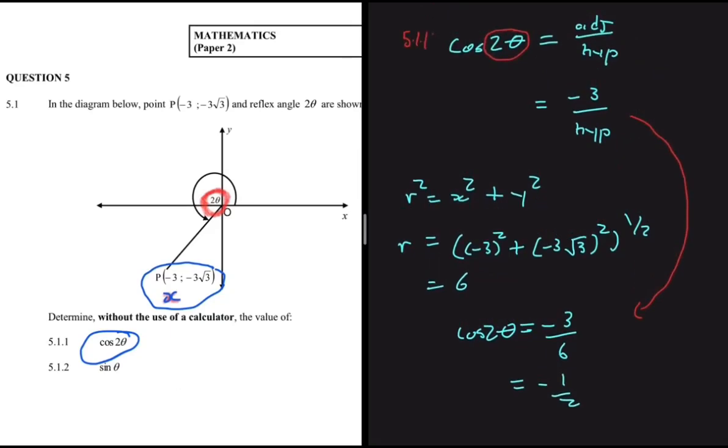But then if you had not analyzed the question and realized that the reflex angle is 2 theta, you are going to do something completely wrong, right?